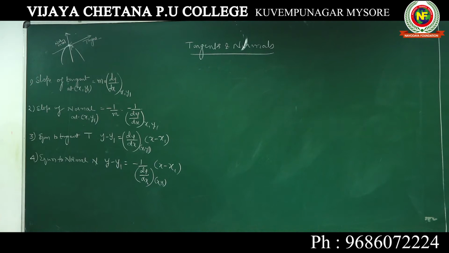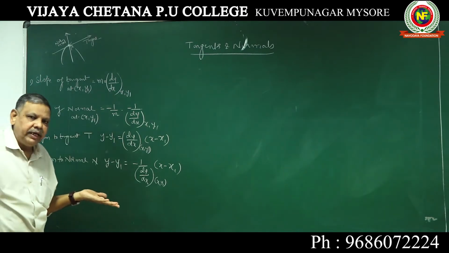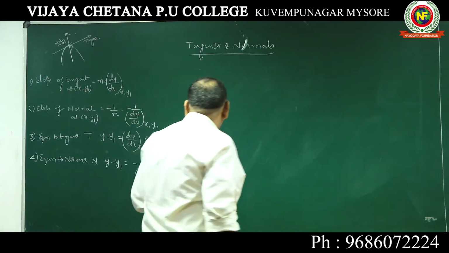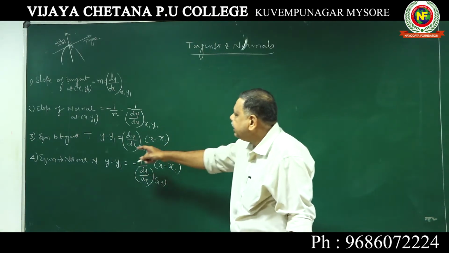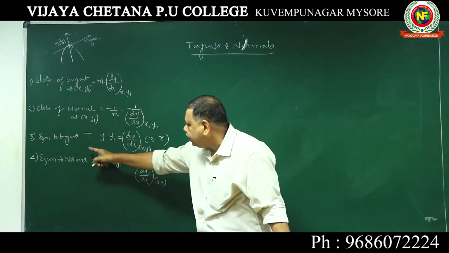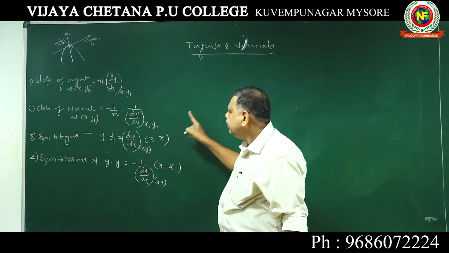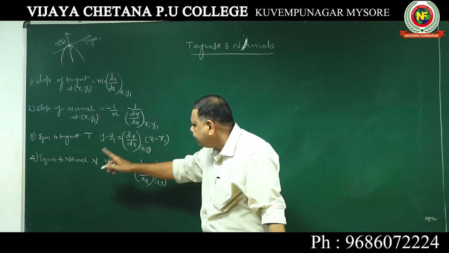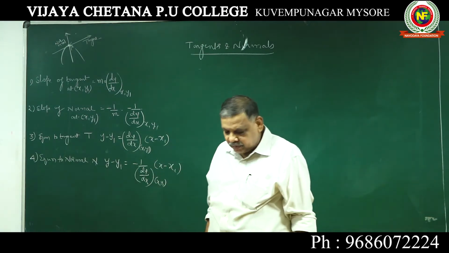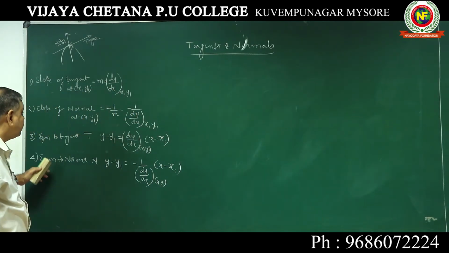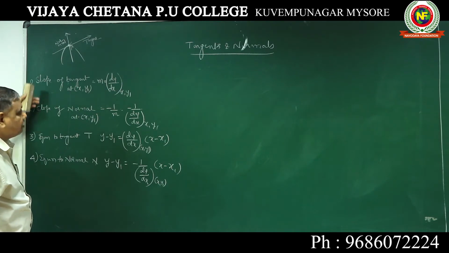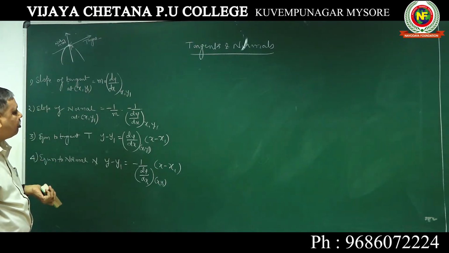What are the questions you can expect in this series? They may ask 2 or 1 mark question, find the slope of the tangent, find the slope of the normal, or they may ask find the slope of the tangent and normal also. And 3 or 5 mark question is, find the equation of the tangent for a particular curve at this particular point. Find the equation of the normal to a curve at particular point. These two also they may ask for 3 or 5 mark question. This is 2 mark question, if they ask slope of tangent, slope of normal.